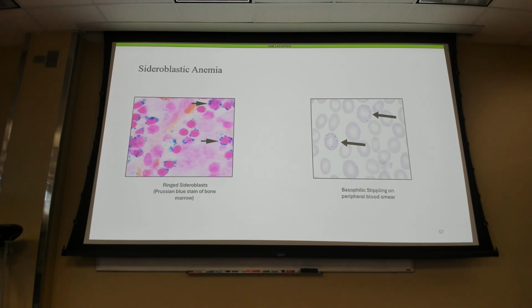Basophilic stippling. Again, it just says there's some ineffective erythropoiesis going on. It's an indication that there's something wrong. And what's wrong here is the body doesn't have the ability to properly incorporate iron.